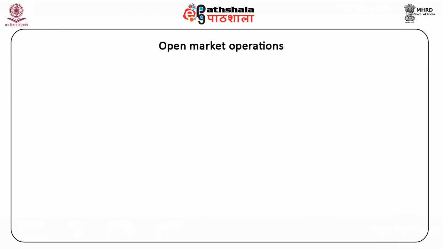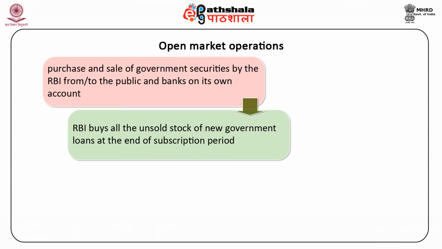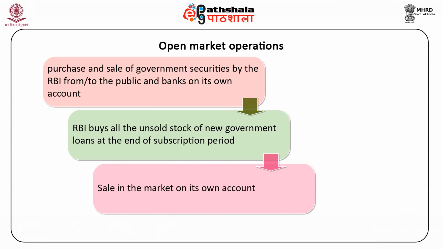Open market operations stand for the purchase and sale of government securities by the RBI from and to the public and banks on its own account. In this capacity, the RBI buys all the unsold stock of new government loans at the end of the subscription period. The RBI thereafter keeps them on sale in the market on its own account. These are not genuine market purchases. It constitutes only an internal arrangement between the government and the RBI.